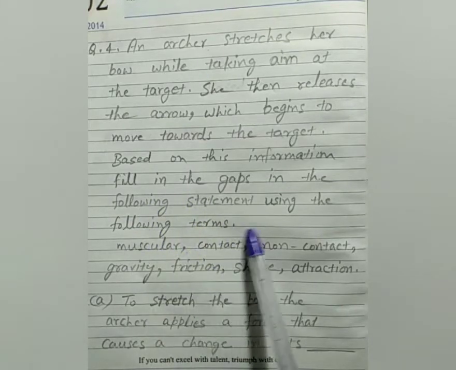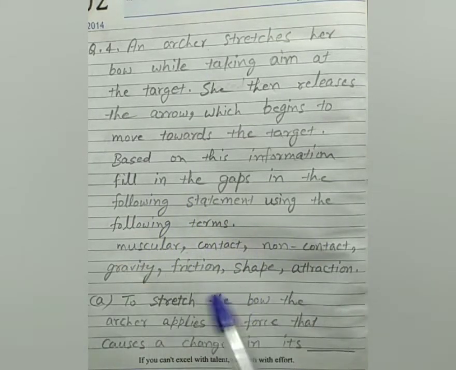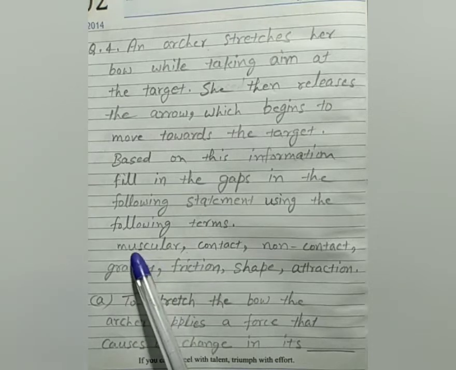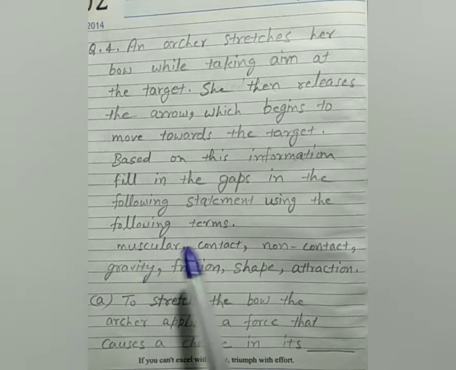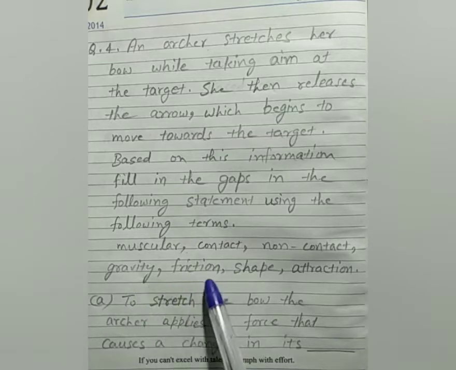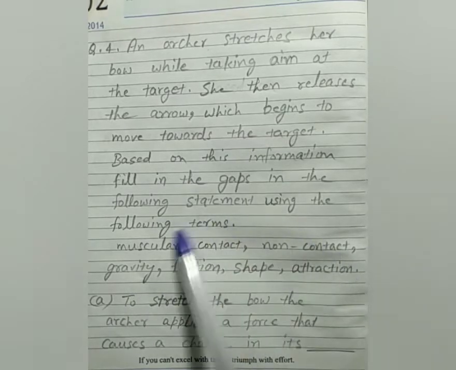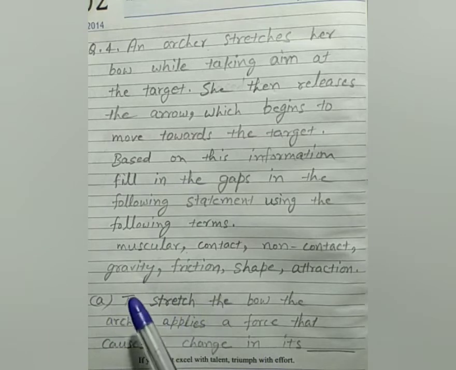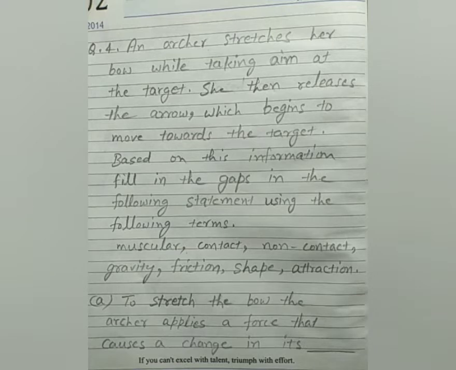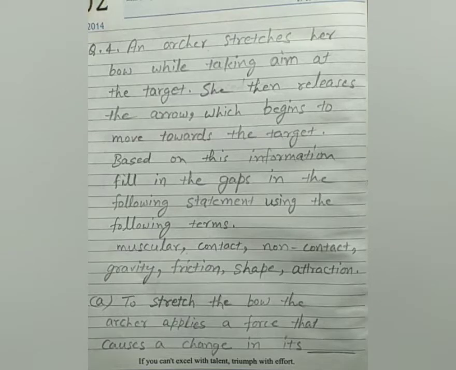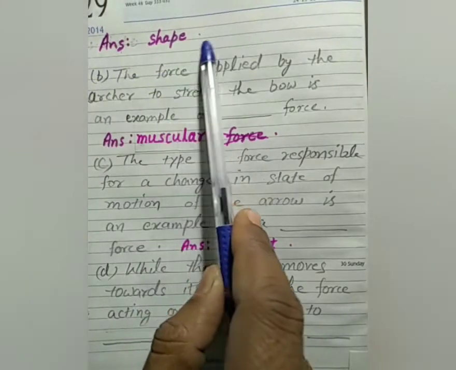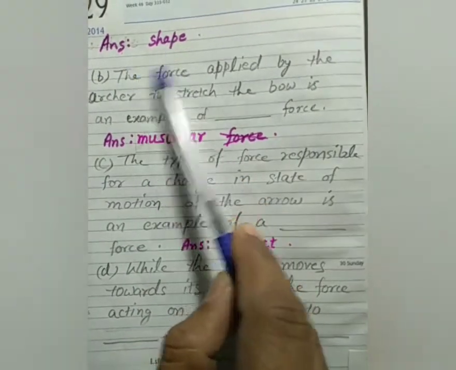Options are also given. These are muscular, contact, non-contact, gravity, friction, shape, attraction. Students have to keep in mind that they have to fill the gaps with the given options. First, to stretch the bow, the archer applies a force that causes a change in, obviously, the shape of the string of the bow. So the answer to the first part is change in shape, which means shape should be written here.